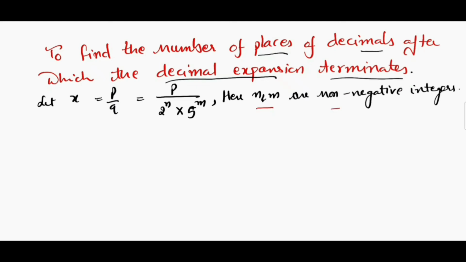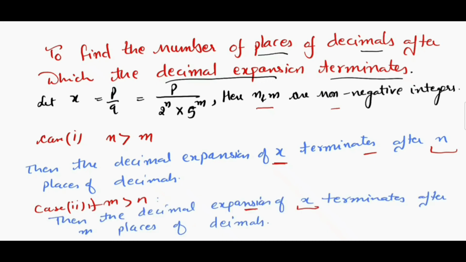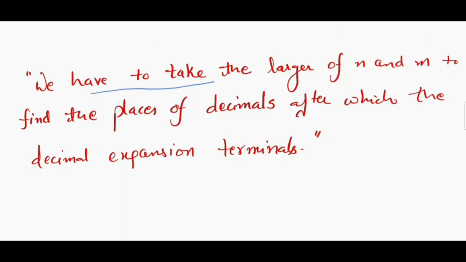Then two cases arise. Case 1: if n is greater than m, then we can say that the decimal expansion of x terminates after n places of decimals. And case 2: if m is greater than n, then the decimal expansion of x terminates after m places of decimals. This means we have to take the larger of m and n to find the places of decimal after which the decimal expansion terminates.